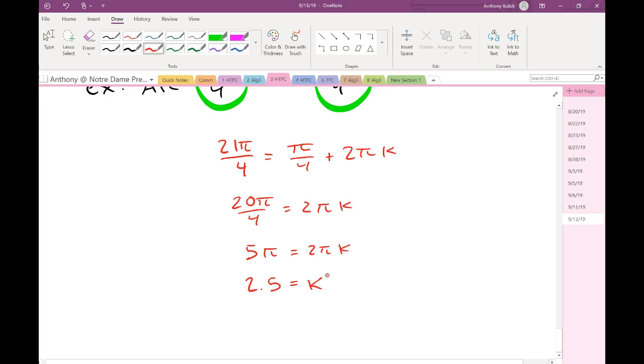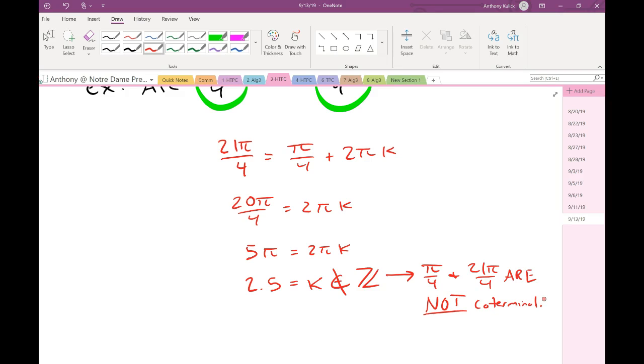So when I solve for k, I get that k is 2.5. That's not an integer. Everybody okay there?